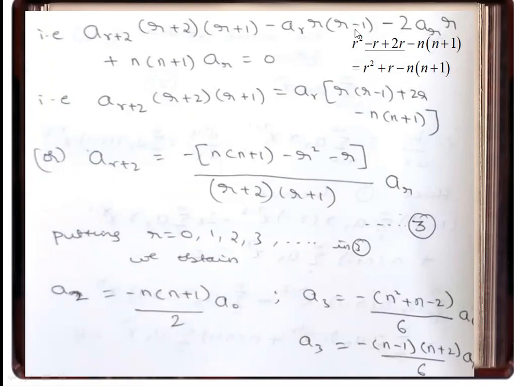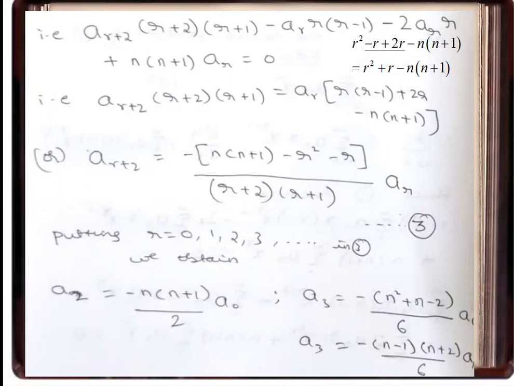Here I'm sending all the terms to the RHS, so the sign also changes. This becomes plus, this becomes plus, and this becomes minus. So r into r minus 1 plus 2r minus n into n plus 1. I hope you understand. Next, we shall solve for a suffix r plus 2, which is equal to this whole expression divided by r plus 2 into r plus 1. We shall denote this as equation 3.